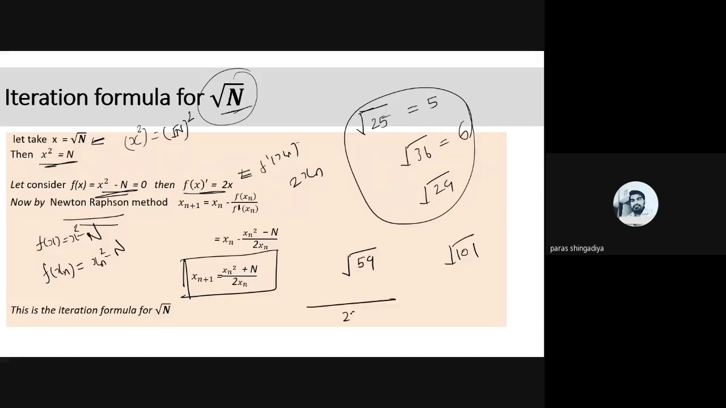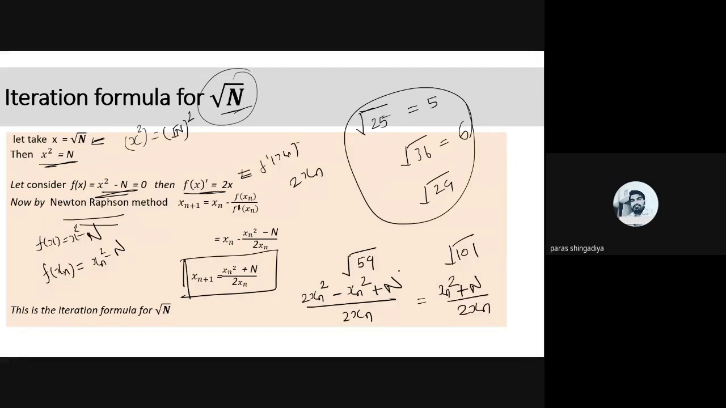So here it is 2xn, clear, in the denominator, and 2xn will be multiplied with this xn. So it will be 2xn square minus xn square, and minus minus will be a plus. So it is a plus n. Okay, and 2xn square minus xn square will be xn square only. 2 minus 1 will be 1, and it is plus n divided by 2xn.